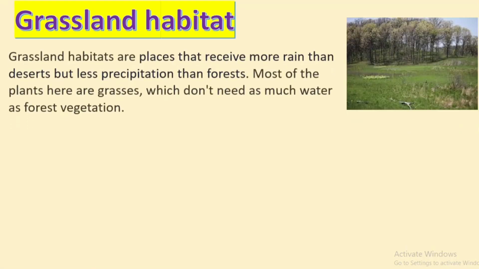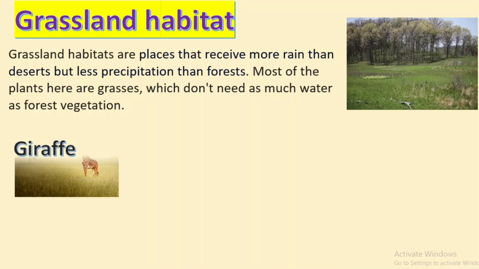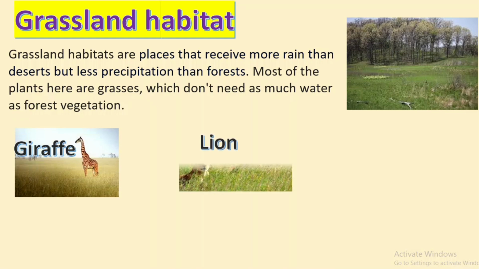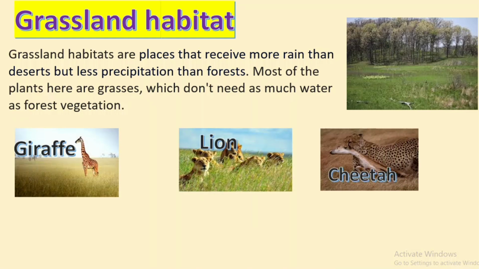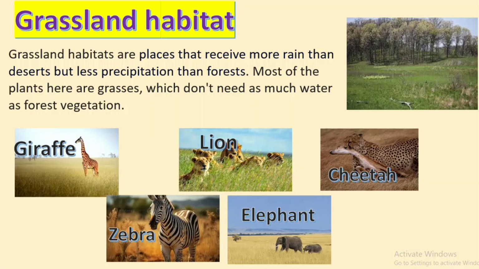Grassland habitat. Grassland habitats are places that receive more rain than desert but less precipitation than forest. Most of the plants here are grasses, which don't need as much water as forest vegetation. Here are some animals in grassland: giraffe, lion, cheetah, zebra, and elephant.